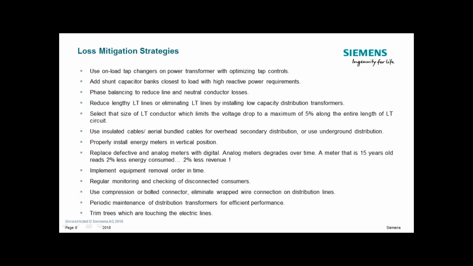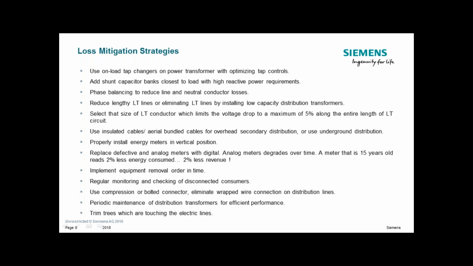Then you can also ensure that the energy meters are installed in vertical position, because if they are electromagnetic mechanical meters, and if they are not properly aligned, then the energy recorded by them will not be accurate. Then you have to replace defective analog meters with new digital meters, because analog meters degrade over time and record less energy over a period of time. Then if you have a request for removing a connection, you have to make sure that the meter is disconnected properly in time, so that the consumer does not start using energy again.